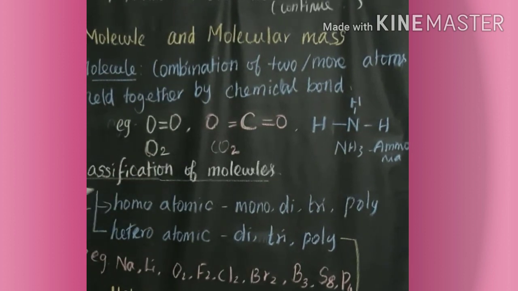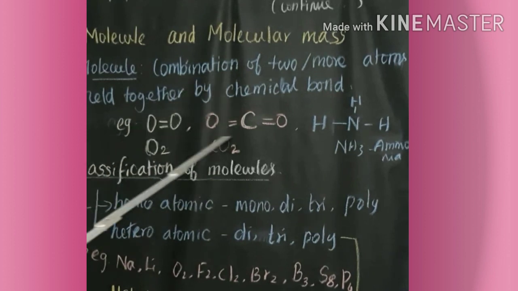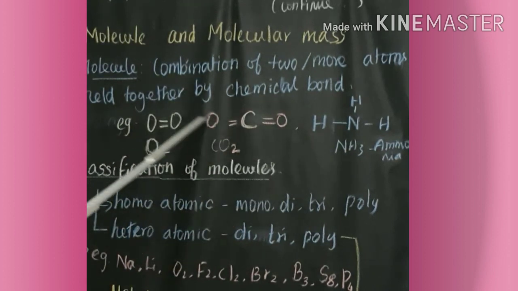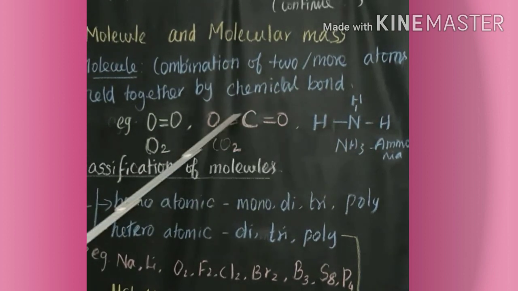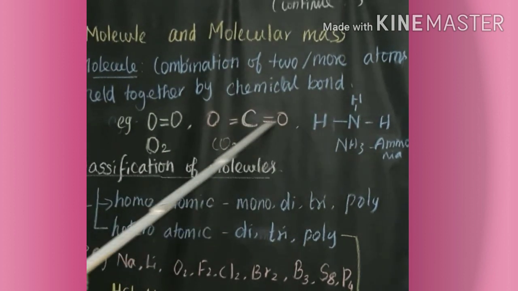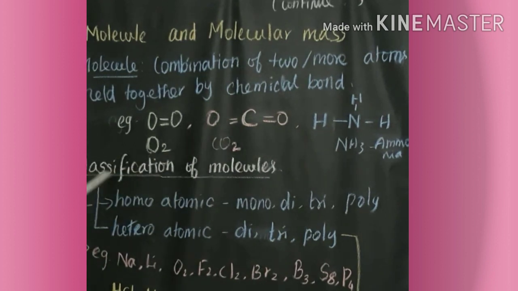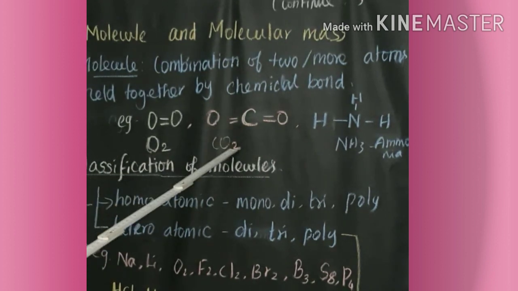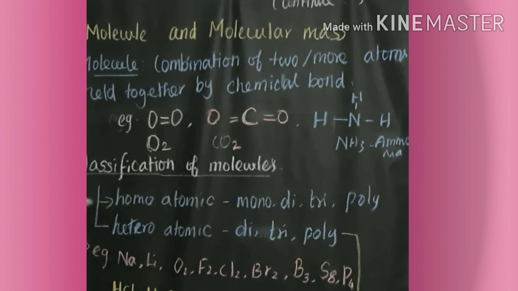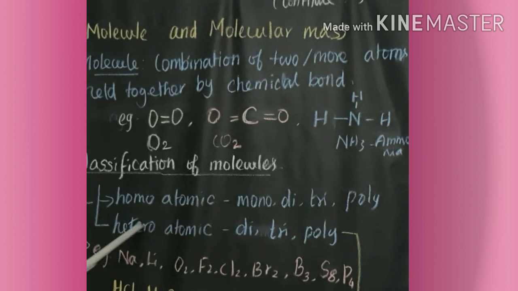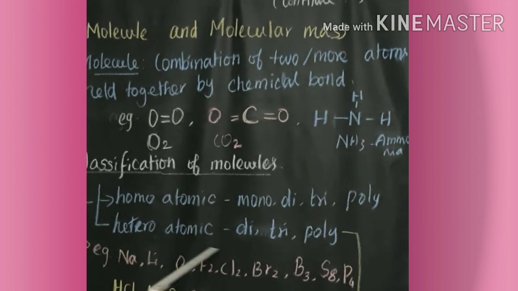Now we have to discuss the classification of molecules. We can classify the molecules. See the examples here, same atoms, and here the different atoms. In the case of carbon dioxide and ammonia, different atoms are combined together. On the basis of the nature of atoms present in the molecule, we are going to classify the molecules. The major classifications are homoatomic molecules and heteroatomic molecules.